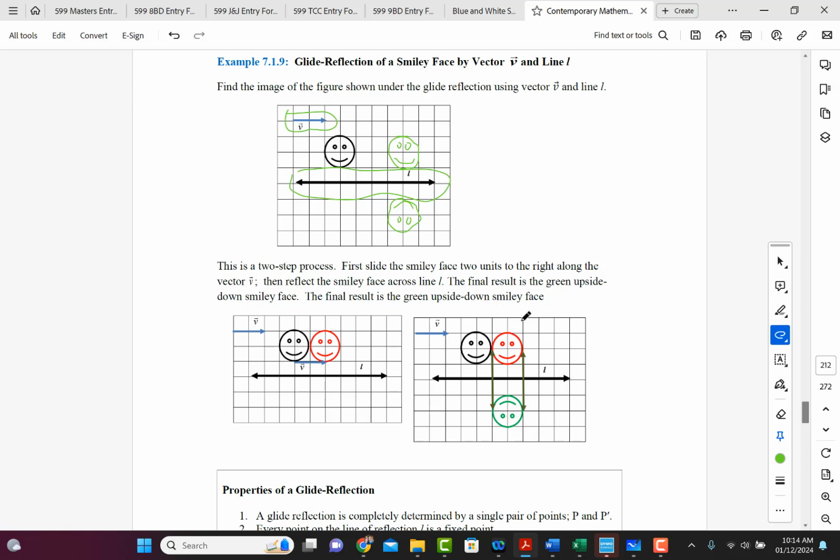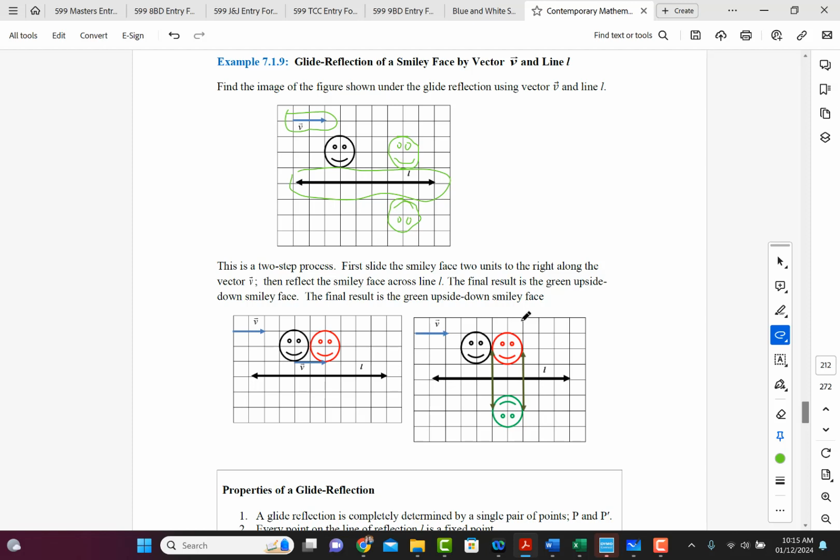Okay, so this is a 2-step process. First, slide the smiley face 2 units to the right along the vector V, then reflect the smiley face across line L. The final result is the green upside down smiley face. Okay, the final result, right, is that. Okay, so some of these, it does require mental gymnastics, right? You've got to be able to visualize what's going on with doing multiple rigid motions.